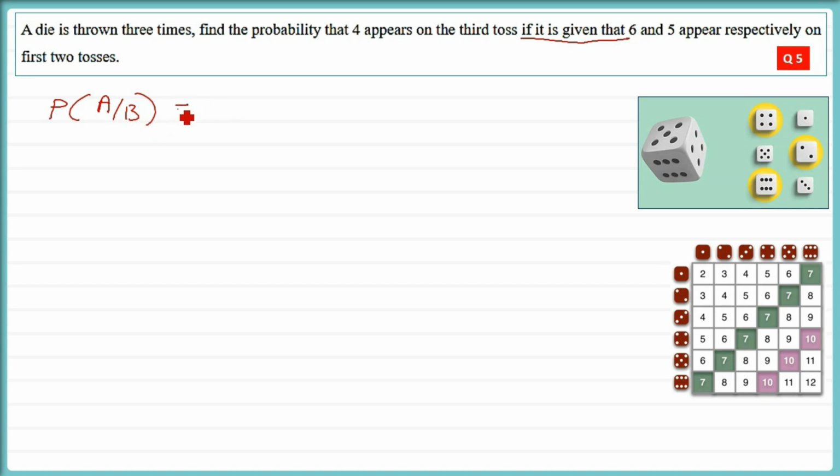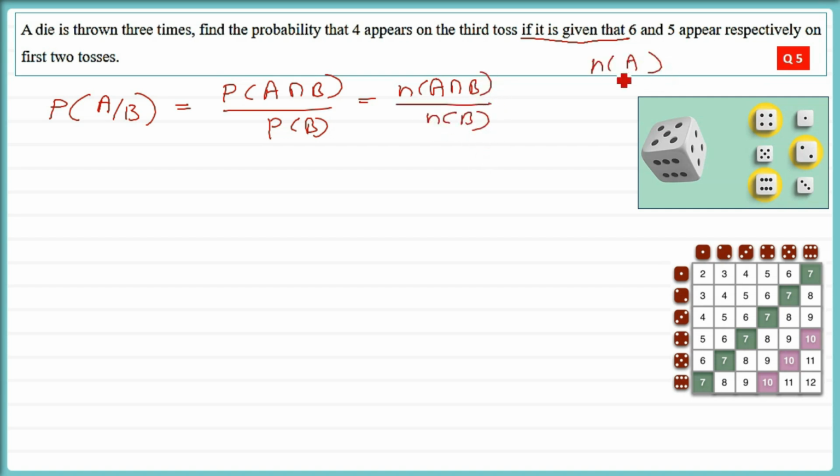This is what the tradition is. P(A|B) is P(A intersection B) divided by P(B). So the number of elements of A intersection B divided by the number of elements in B. So N(A) will not come here. You don't have to count or make the A set. You just have to find B and A intersection B. But for that you have to have a set A.